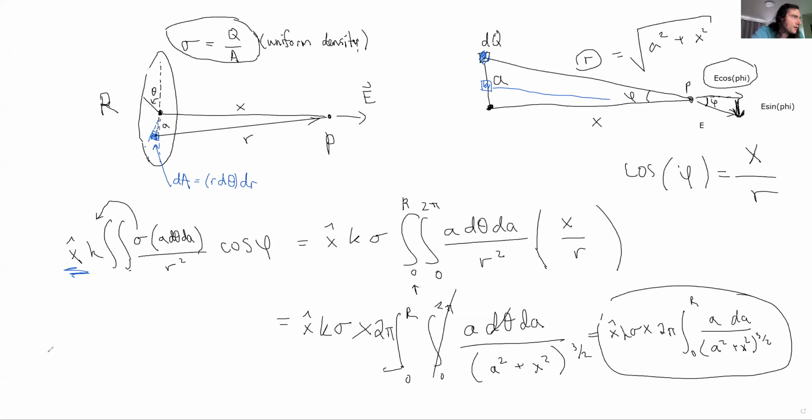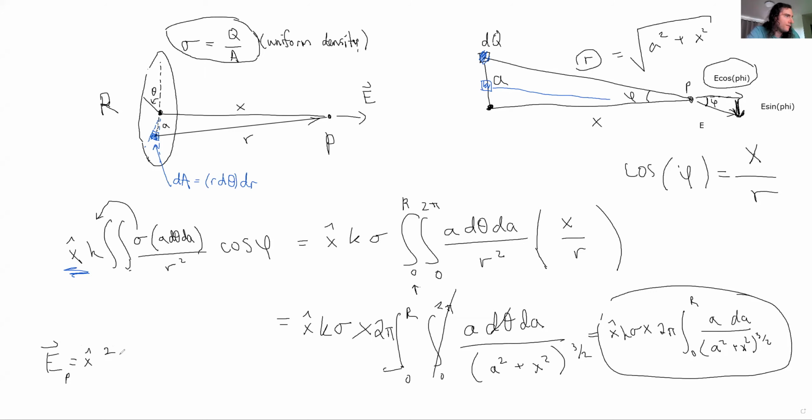So let me go ahead and stop sharing, and I'll share back to the whiteboard now, and we'll actually finalize our answer here. Our answer for E at the point P is going to be in the x hat direction. All our constants: k, sigma, x, the 2 pi.